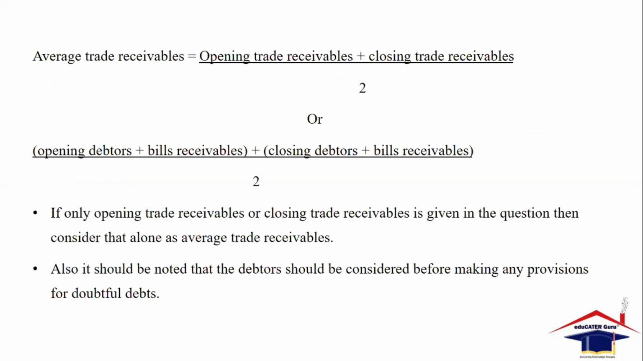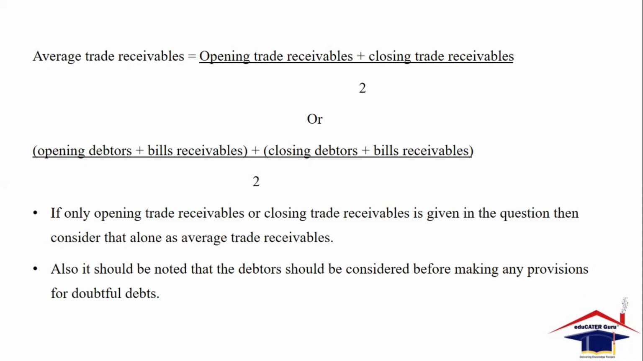Next, average trade receivables is nothing but opening trade receivables plus closing trade receivables divided by 2. Or, if both trade receivables and debtors are there, then in that case you have to add both: opening debtors and bills receivable plus closing debtors and bills receivable divided by 2, where you get average trade receivables. Similarly, in this case also, if only opening trade receivables or only closing trade receivables are given in the question, then you consider that alone as average trade receivables.